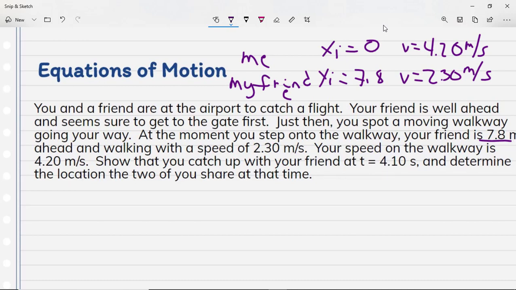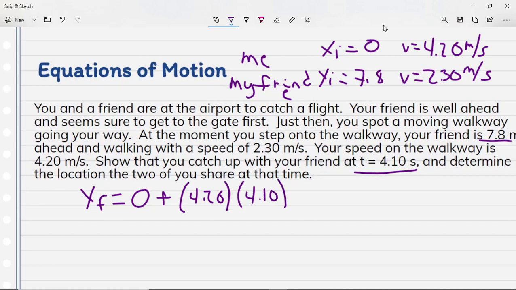Show that I catch up with my friend at t equals 4.1 seconds and determine the location that you two share at that time. So if I catch up to my friend in 4.10 seconds, I have all the variables I need to be able to solve for my final position, right? Because x of f, my final position, is going to equal my initial position plus v times t. And then I can solve for x of f, which is 17.2 meters.